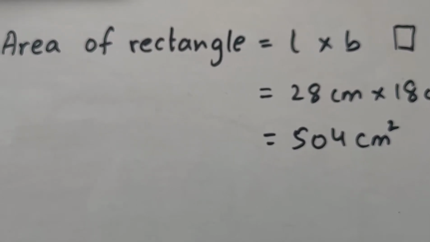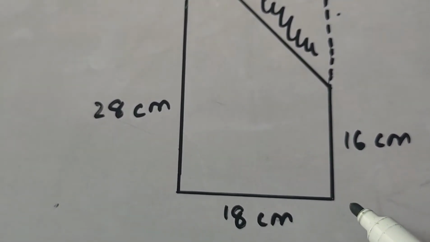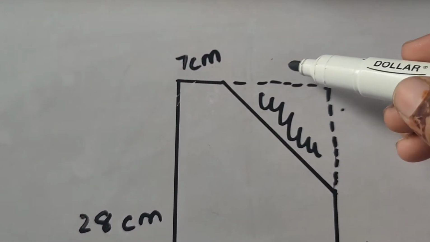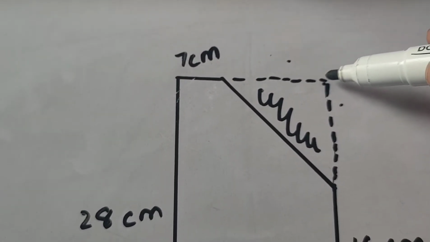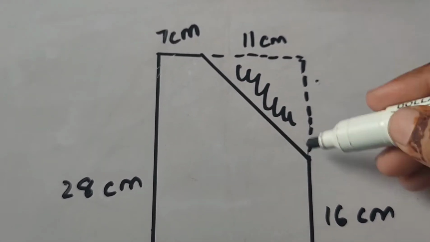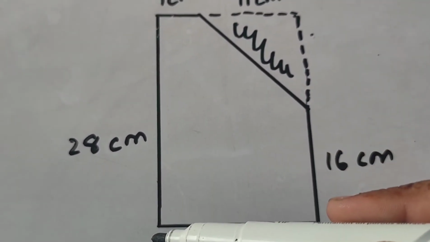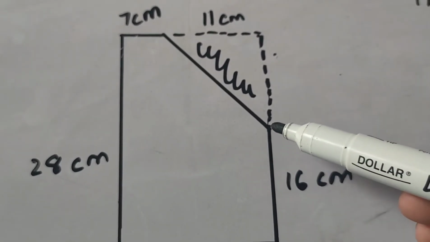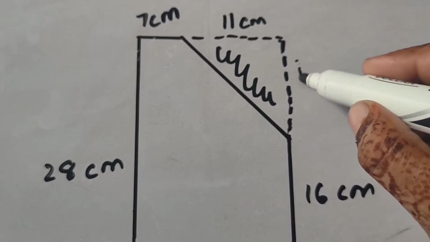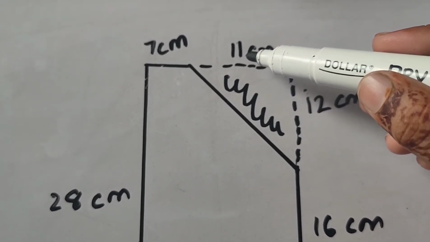For that, we have to find out the area of triangle first. That is this shaded part. And I know the length of this rectangle is 18 centimeter. And if I subtract this 7 centimeter from this length, I'll find out the length of this triangle. So it would be 18 minus 7, that is 11 centimeter. And the altitude of this triangle would be 28 centimeters, because the breadth of this rectangle is 28 centimeter. So I'm going to subtract this 16 from 28 in order to find out the altitude of this triangle, which is 12 centimeter.